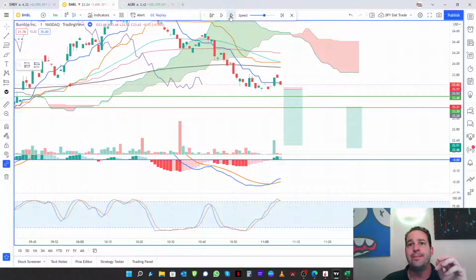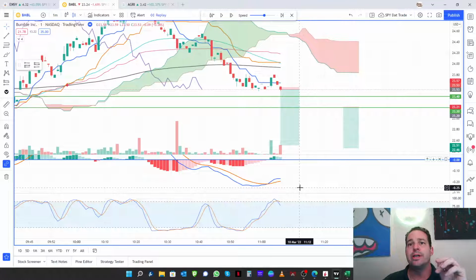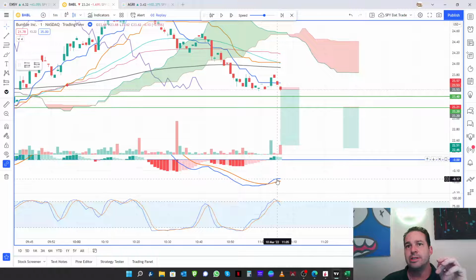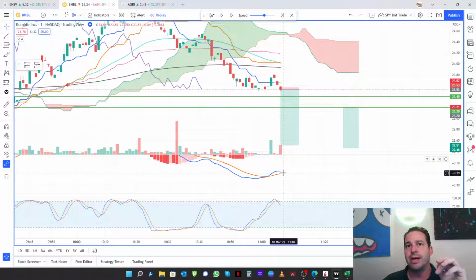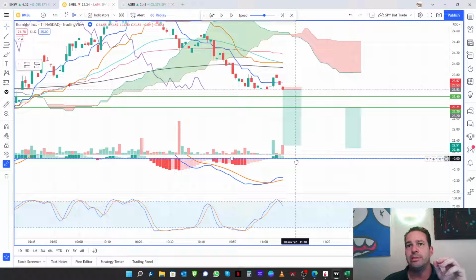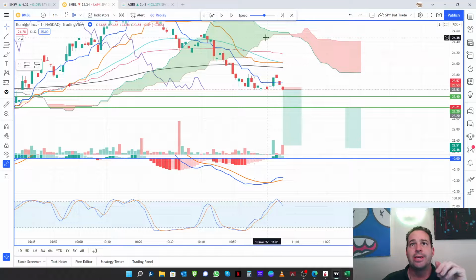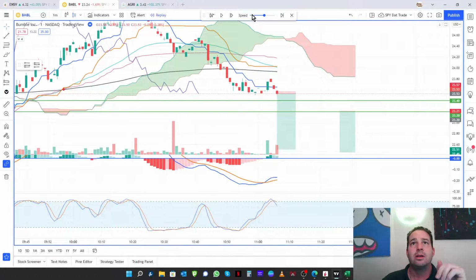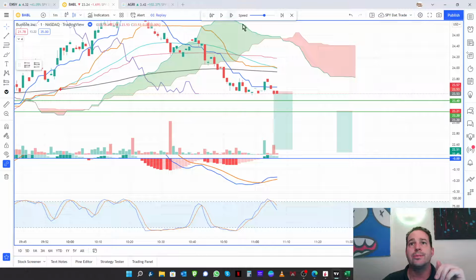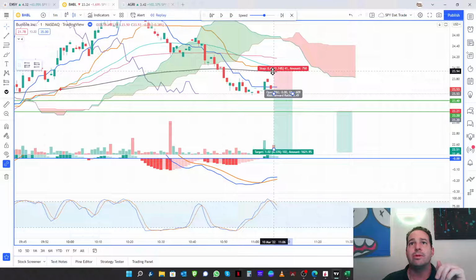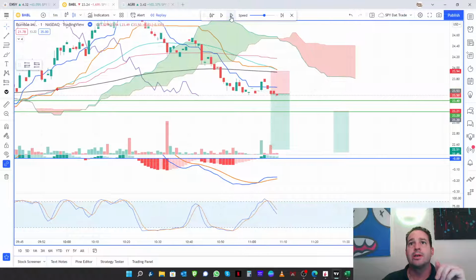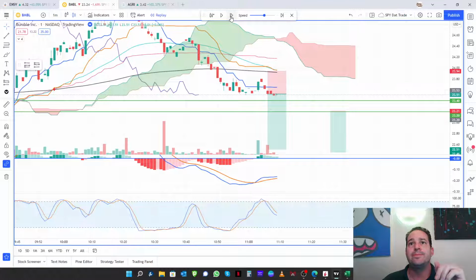Where do I get in? This is where I get in. I've crossed where I wanted to cross. I've confirmed that cross by waiting the one candle. This is actually starting to curl back down toward the orange. We're below the midpoint on the MACD. And I feel like this is a good place to short. And here we go. So I would have had that up there. And let's keep going on this one.